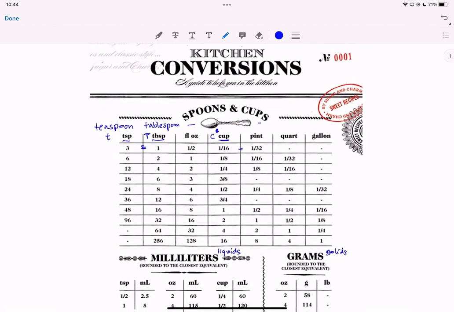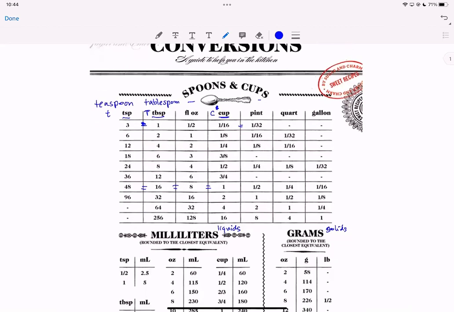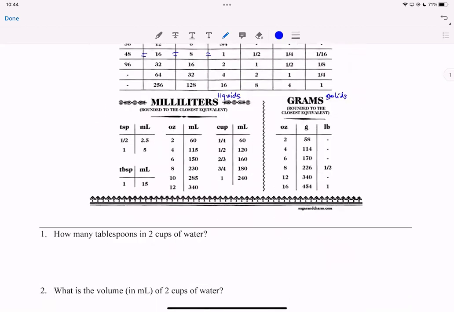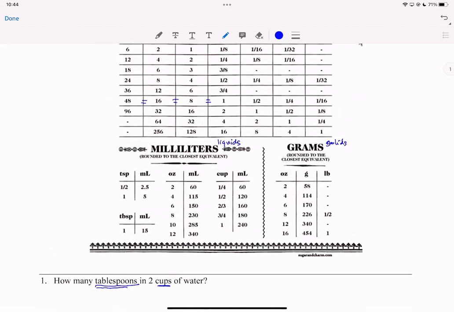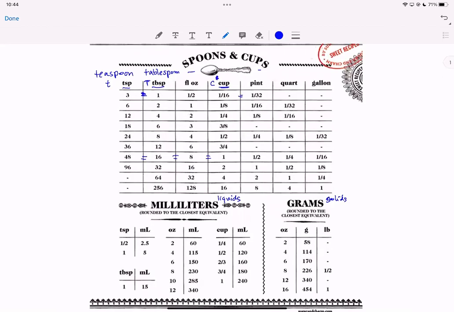And so you can take anything from one column, like 3 teaspoons equals 1 tablespoon, or you can take 48 teaspoons is equal to 16 tablespoons. So anything in one column is equal to another column when you're converting from one unit to another. Okay, so it's just a matter of finding the units. So when they're asking us how many tablespoons are in 2 cups of water, we need both tablespoons and cups, so I can use this tablespoons and cups.